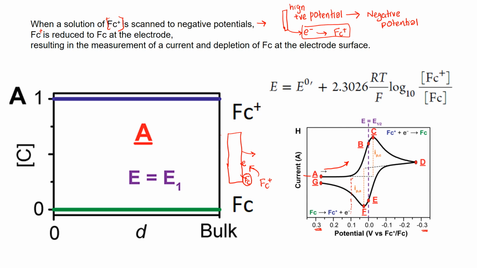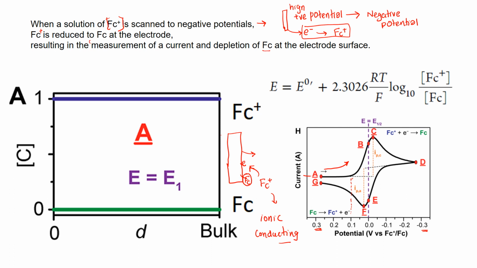Now this is why our electrolyte should be ionically conducting, so that the ions can conduct faster, quicker, so that the current can be higher. So this is what happens at the electrode, and the resulting measurement of current and the depletion of Fc at the electrode.